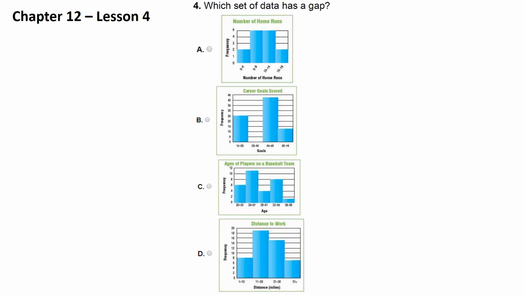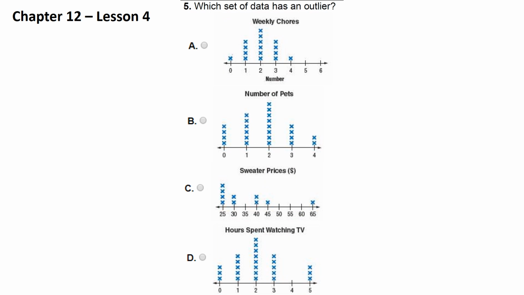Lesson 4, question 4, which set of data has a gap? That would be B, and the gap is right here. The second interval, which I believe says 30 to 44. Question 5. Which set of data has an outlier? C, right here, 65.